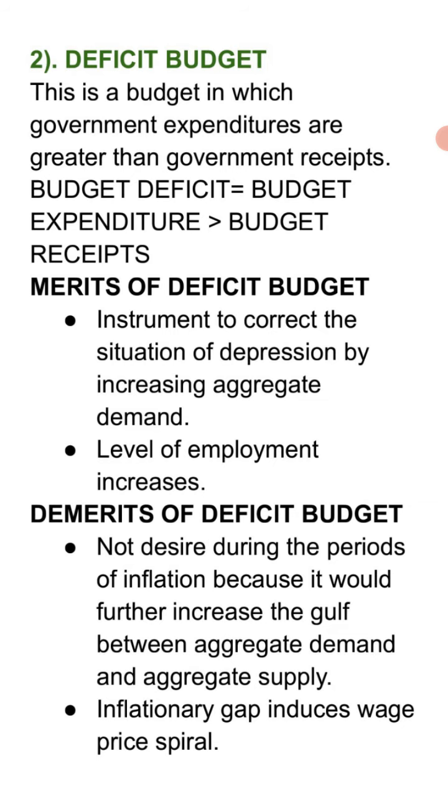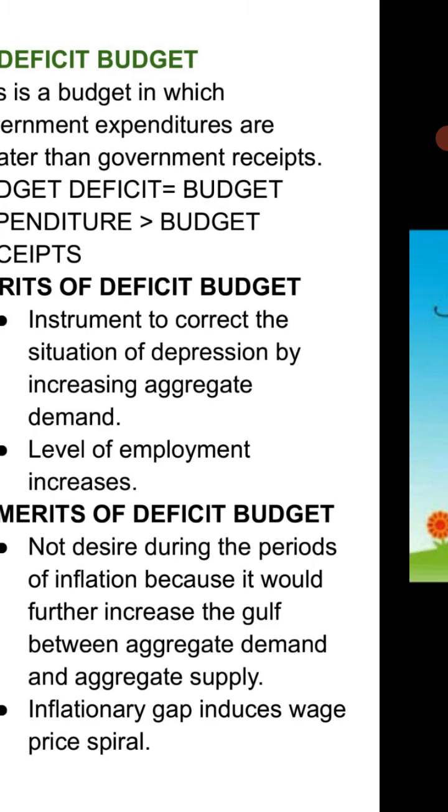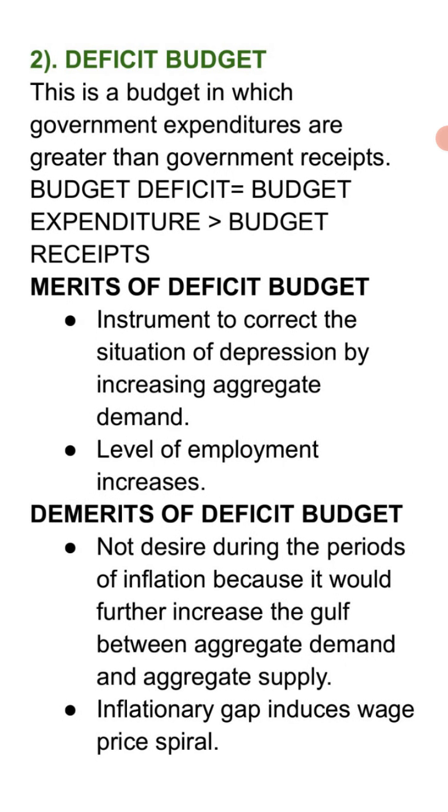Now the deficit budget. If we talk about the deficit budget, then it is a particular situation when the government expenditures are high and government receipts are less. So the equation can be concluded accordingly. What are the merits? The very first, this instrument is used for correcting the situation of depression by increasing more and more aggregate demand. And the second, it also enhances the level of employment in the economy.